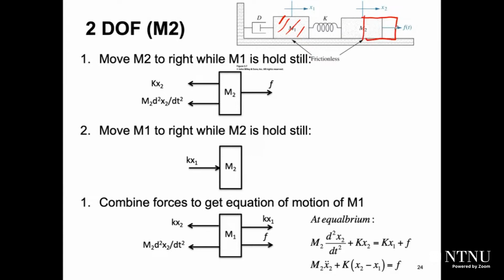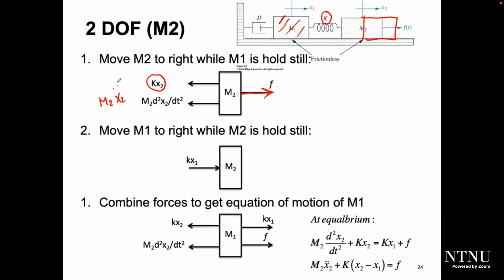When we try to move M2 to the right, what will happen? We have F, because F here is acting to the right. So this one will have F, because this is the input. But k will generate a force to oppose this motion. It will generate a force acting to the left, equal to k times x2. It will be kx2. M2, the mass, will generate a force proportional to the acceleration of M2. So it will generate a force equal to M2 x2 double dot.